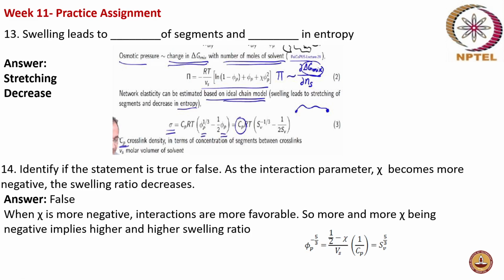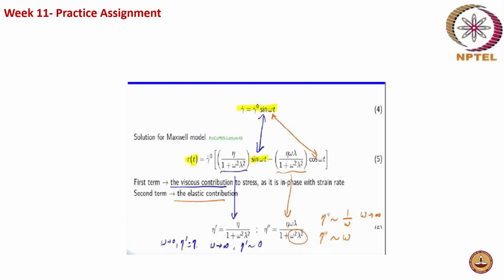because as your cross-link density increases, the swelling becomes less. Sorry, I think I have already told the answer for this.